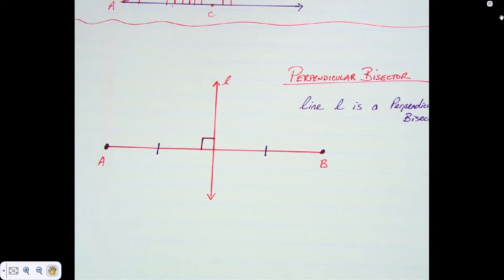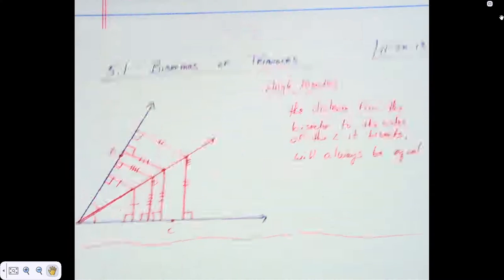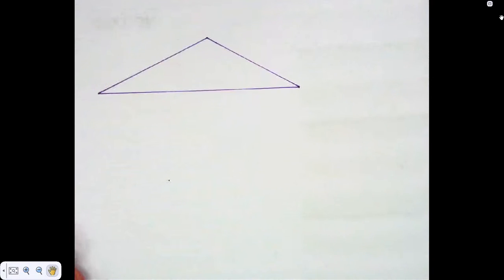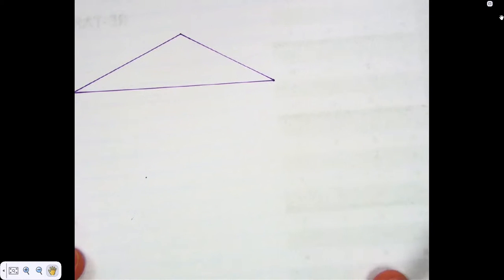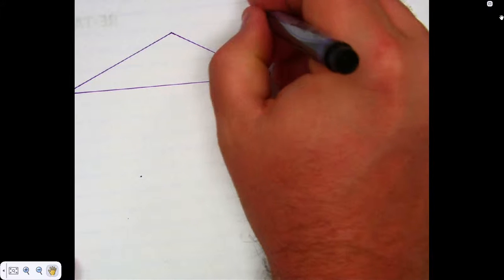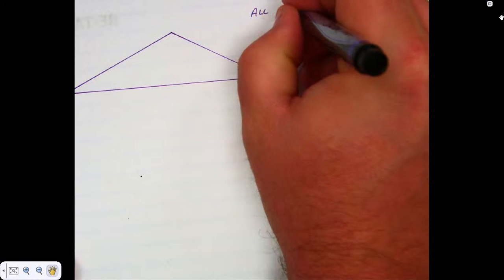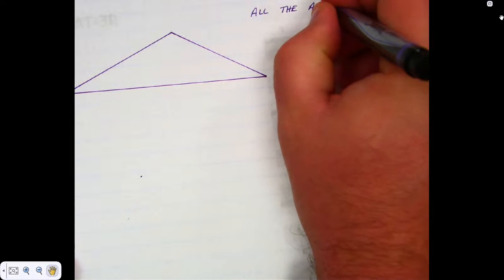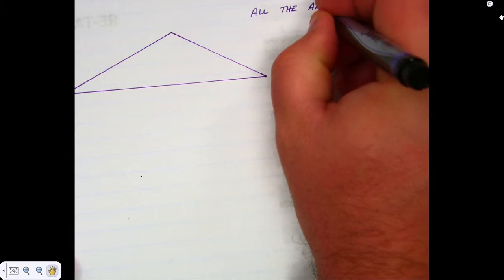All right, everybody got that? Why did we go through all that if we're talking about bisectors of triangles? Did I draw even a triangle there? No. Now I'm drawing a triangle. And what I'm going to do here is draw all the angle bisectors.